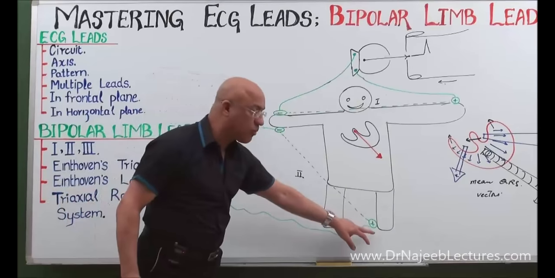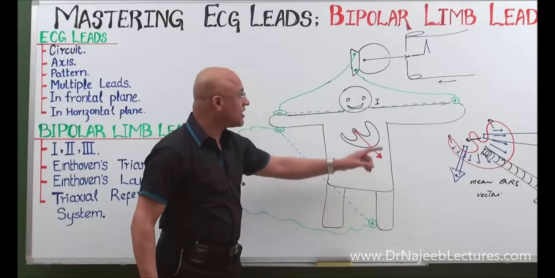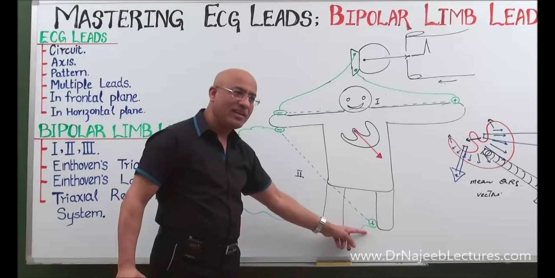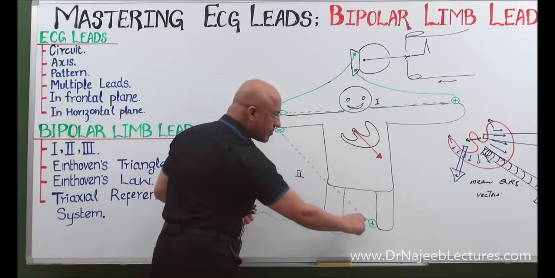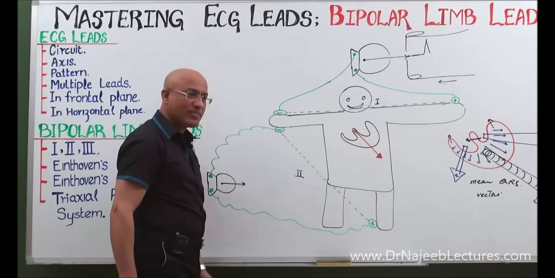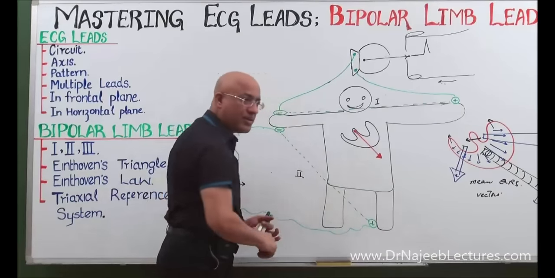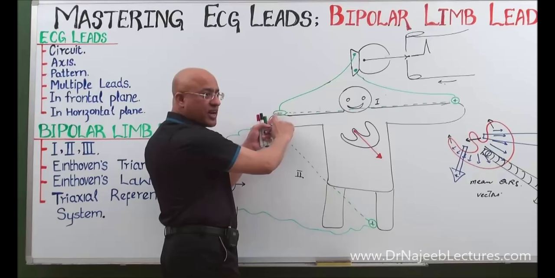So this is another exploring electrode. It is another exploring boy. Now there is one boy standing here, another boy standing here. Now its line of vision is this. So the axis of lead number 2 is directed downward and leftward. The axis of lead number 1 is from right to left.